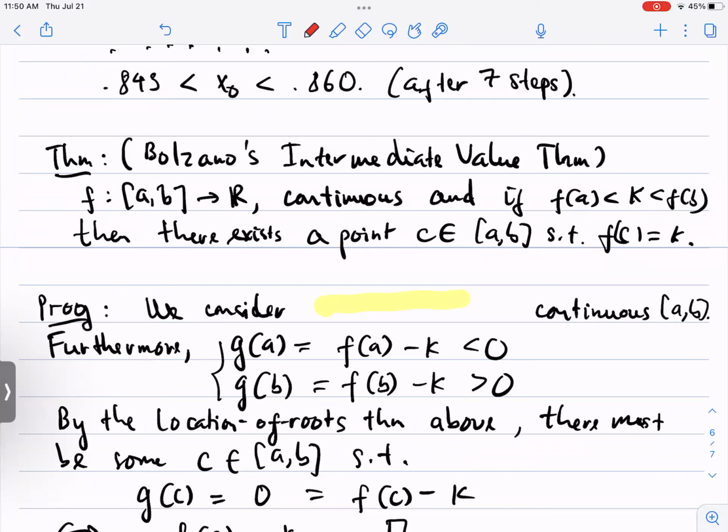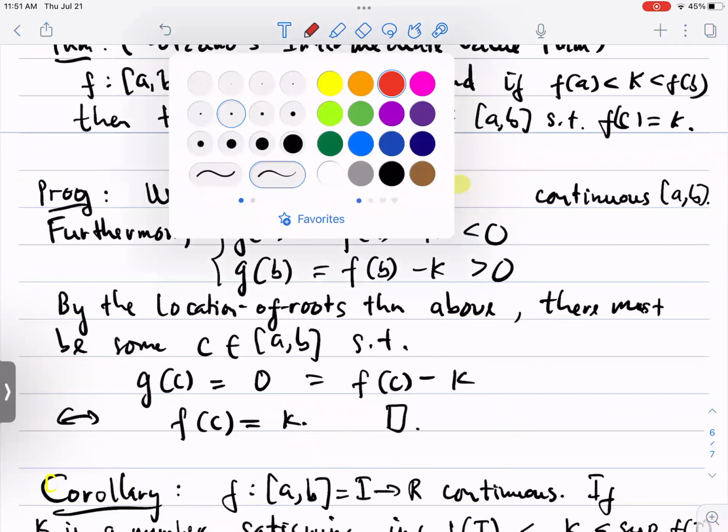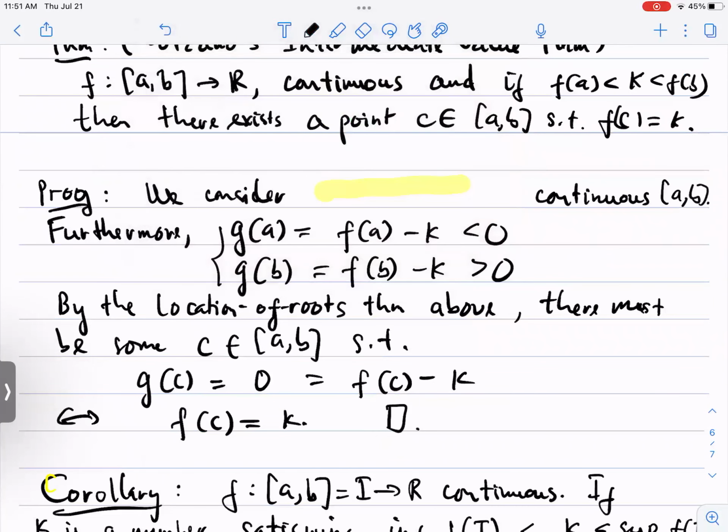Again, the theorem says that we have a function from the interval a to b to the set of real numbers. Assume it is continuous and f of a is smaller than k, which is smaller than f of b. Then there exists a point c within the interval such that f of c equals k. The proof here actually follows from the location of root theorem in a very natural way.